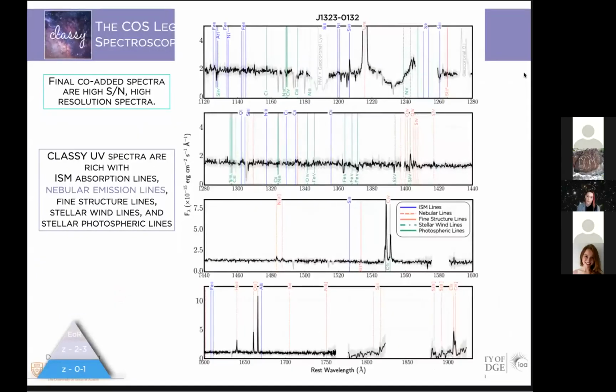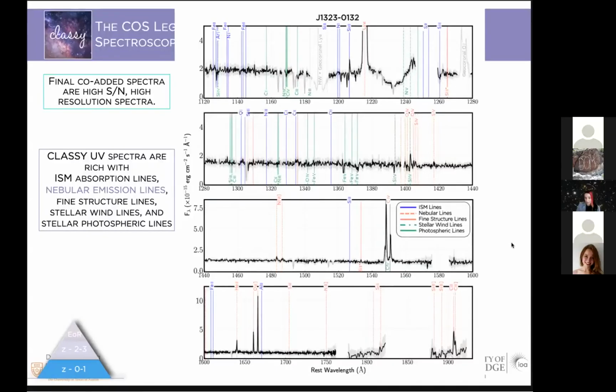And then just to show you 2 extreme examples of the beautiful spectra we have, this one is a good example of a galaxy that has a lot of nebular emissions. So I mentioned there are ISM absorption lines in here, fine structure emission lines, stellar wind and photospheric lines. But you can see there's lots of great strong nebular emission lines in this spectrum.